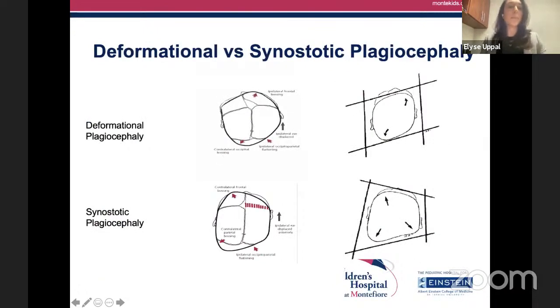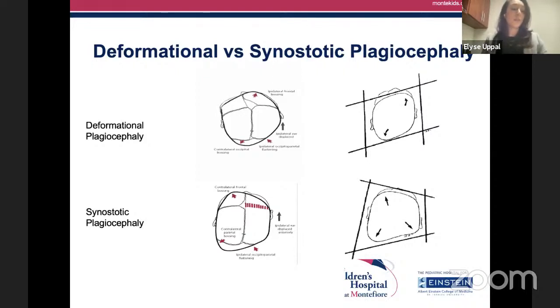So I want to talk a little bit more about deformational versus synostotic plagiocephaly. It's really crucial to distinguish between the two. And I know as pediatricians, you guys probably see a lot of deformational plagiocephaly, particularly since the Back to Sleep campaign. So the reason we need to distinguish between the two is that treatments are very different. It's surgery for synostosis versus non-invasive measures like helmets or positioning for deformational plagiocephaly.